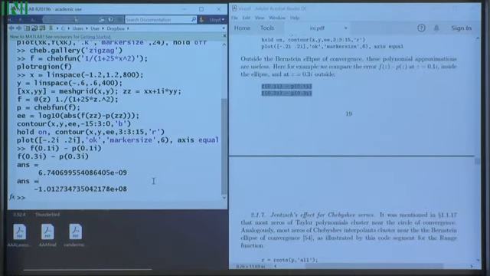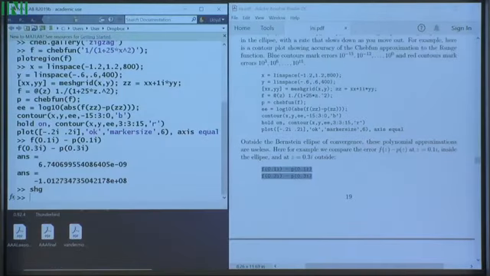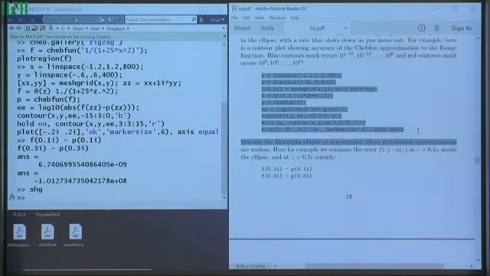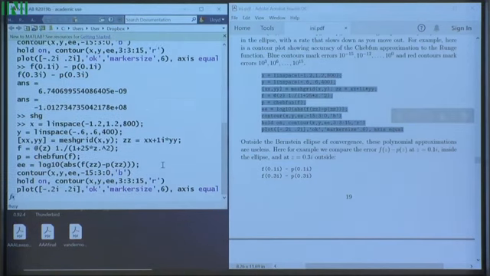Now, is my plot still there? No, I have to get the plot back. Apologies. I'll do it again. This is now that contour plot.